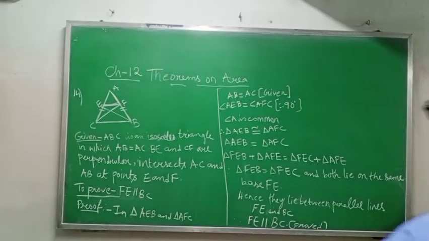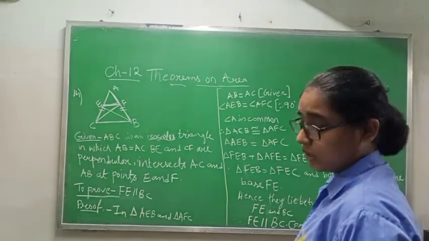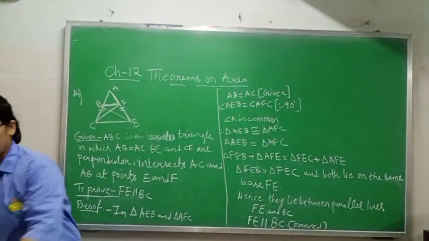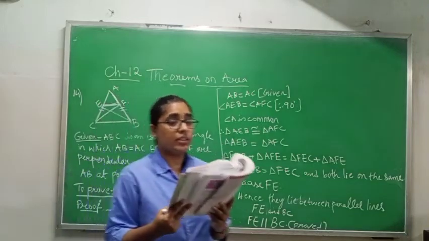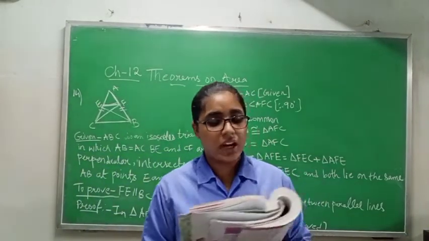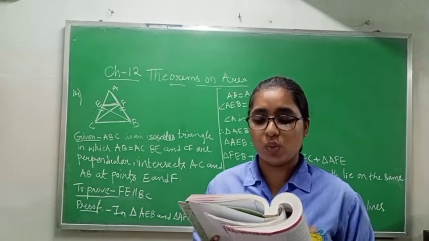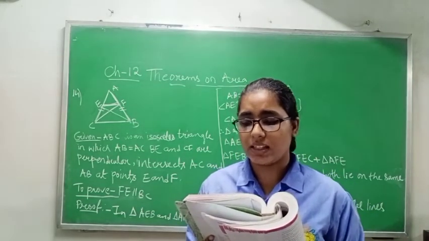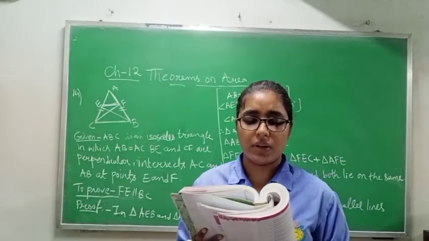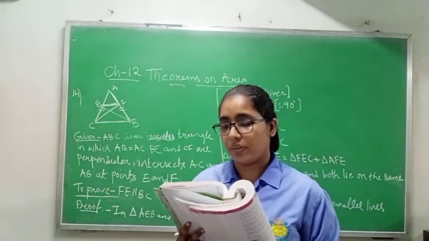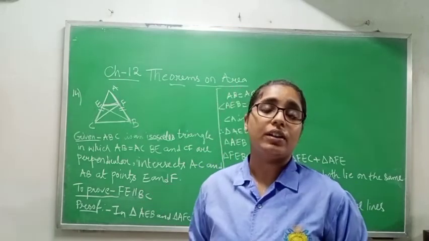Class 9. Today I am going to start chapter 12, Areas of Triangles. Some application, some more application. Come to page number 233 and read question number 14. In triangle ABC, of which AB equals AC, perpendiculars from points B and C intersect sides AC and AB at the points E and F. Let's prove that FE is parallel to BC.